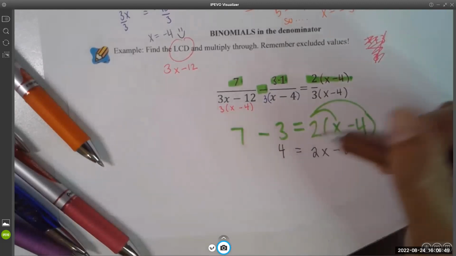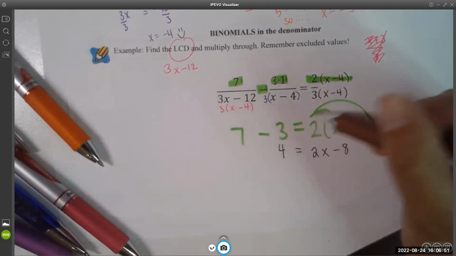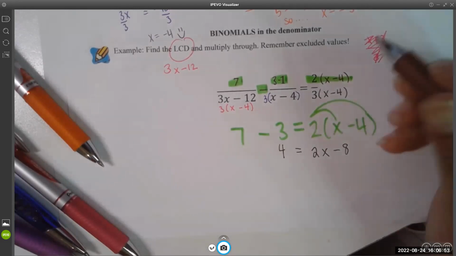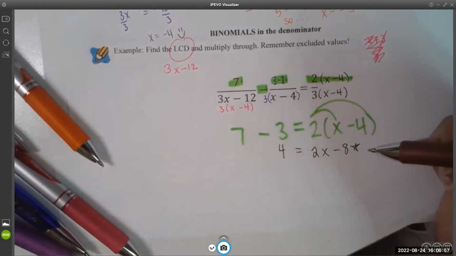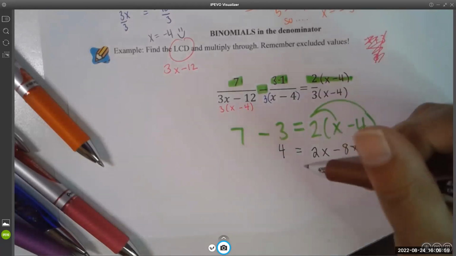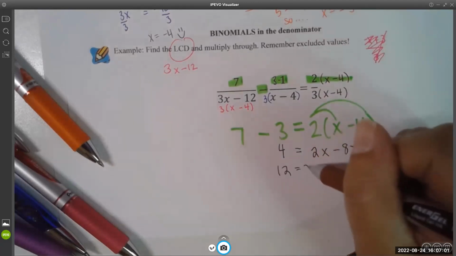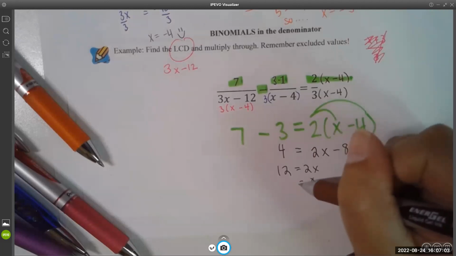I could have just divided the 2 on both sides. I didn't have to distribute it in. But once it gets to this level, it's like, you got it. Hopefully, you add 8 to both sides, you'll get 12. Divide by 2, you'll get 6, and that's your final answer.